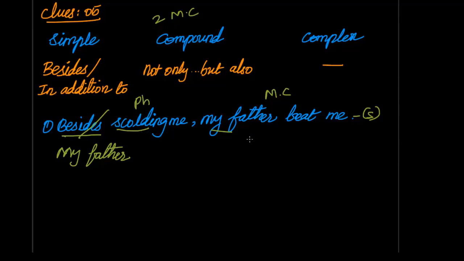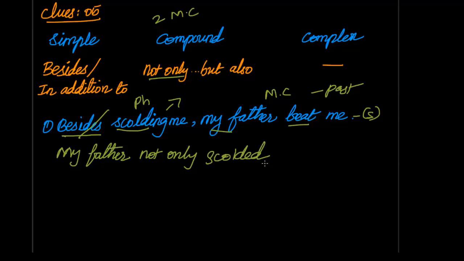So, besides scolding me, my father beat me. Here the complete sense is in past tense, so we make this into past tense. My father, and here we put this because my father did two actions, scold and beat. So in a compound sentence we mix both together. That is why after the subject we put "not only". My father not only scold, the main verb we make into past tense. That is why we get scolded. My father not only scolded but also. We put the conjunction here, but also.